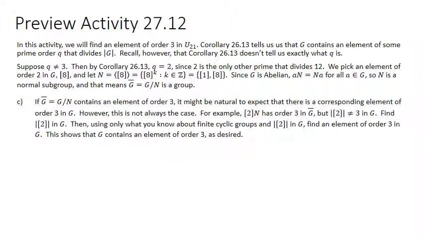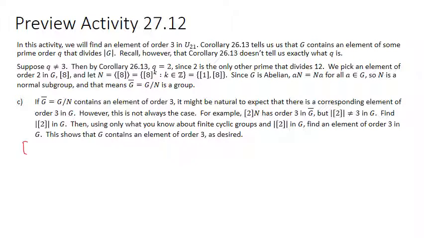Okay, so let's look at part C. If G bar equals G mod n contains an element of order 3, it might be natural to expect that there is a corresponding element of order 3 in G. However, this is not always the case. For example, 2n has order 3 in G bar, we just showed that, but the order of 2 is not equal to 3 in G. So find the order of 2 in G, and then using only what you know about finite cyclic groups and the order of 2 in G, find an element of order 3 in G. This shows that G contains an element of order 3 as desired. Okay, so first let's find the order of 2 in G.